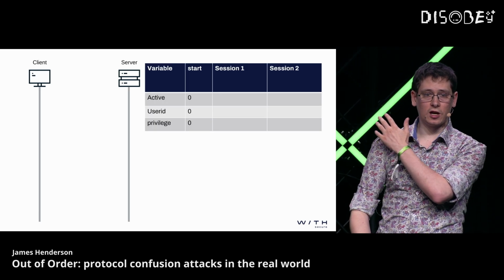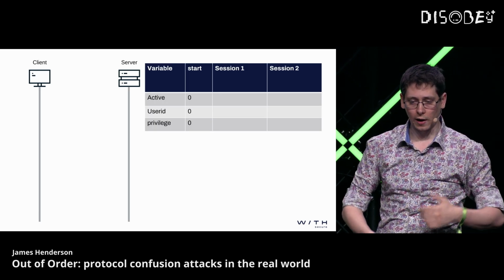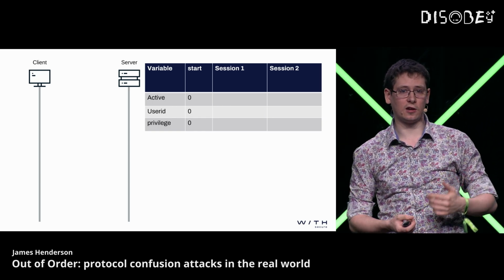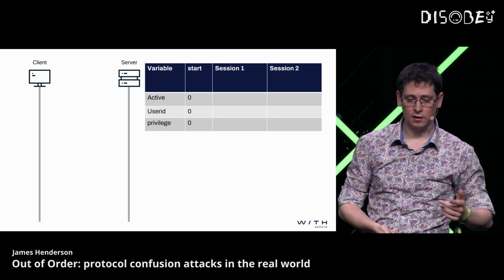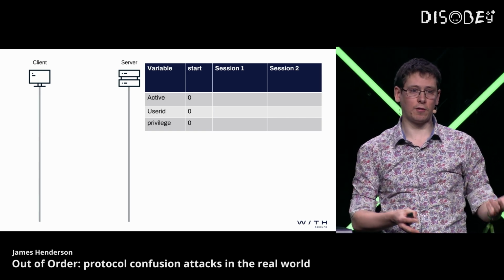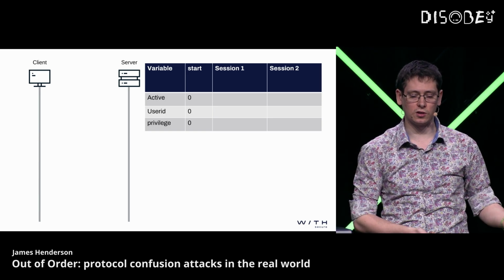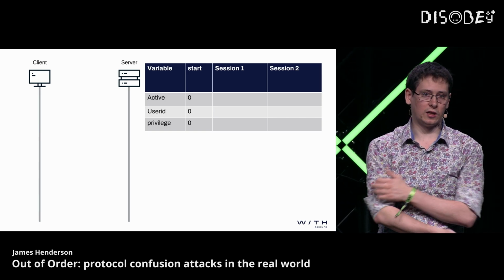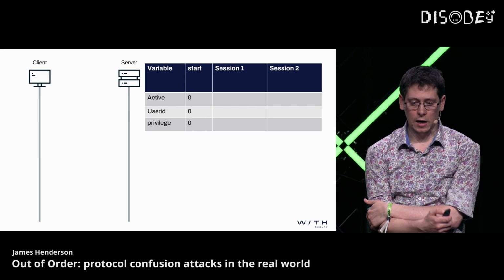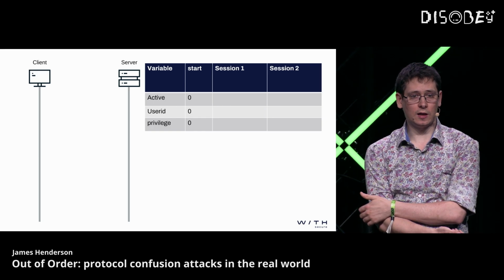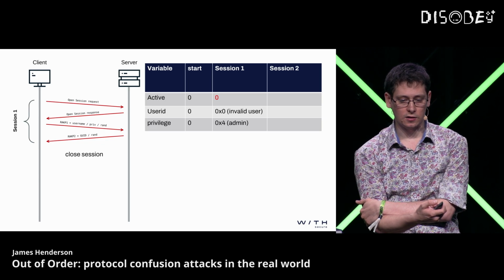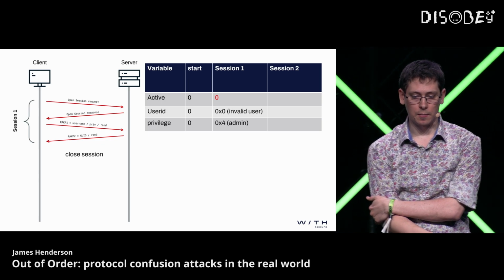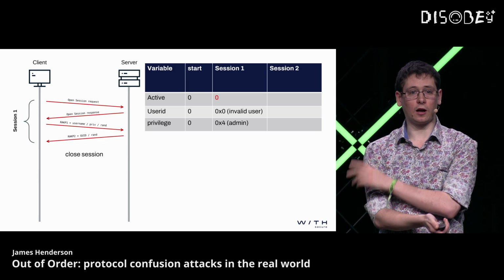And I'm going to show a little table here of the key variables. Active represents: is the session considered valid? So a 0 is no, a 1 is yes. User ID is: do you have a valid user that's allowed to talk to the server? And the privilege level is your privilege level. So we begin with the second half of our exploit. We open a session, and we send a username. So active is 0 because it closes the session.